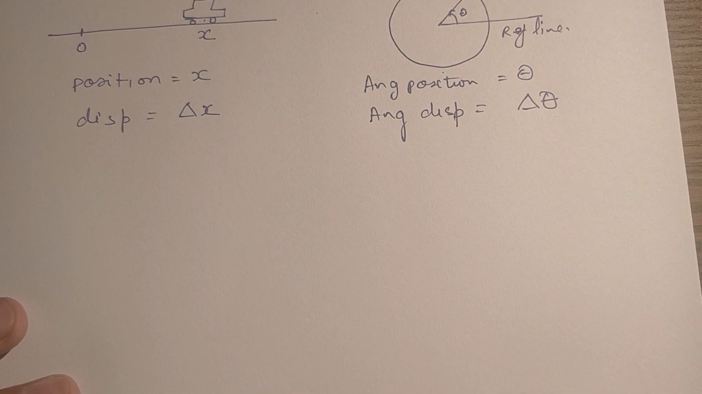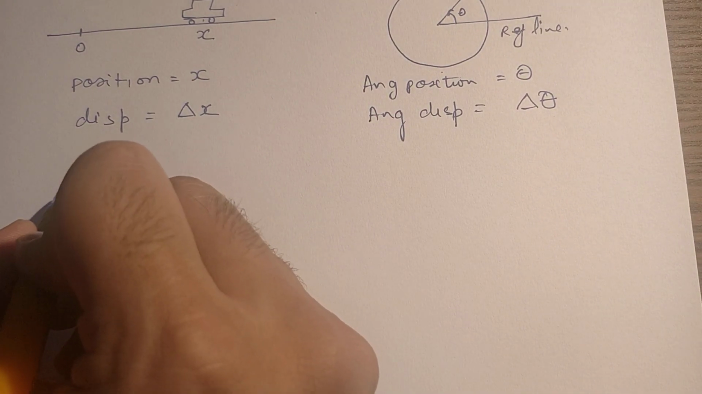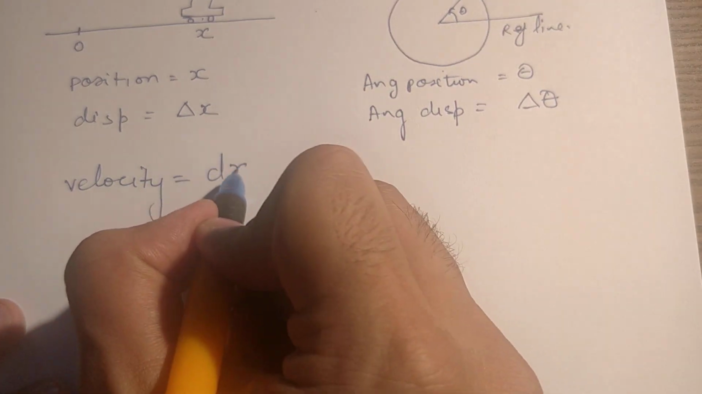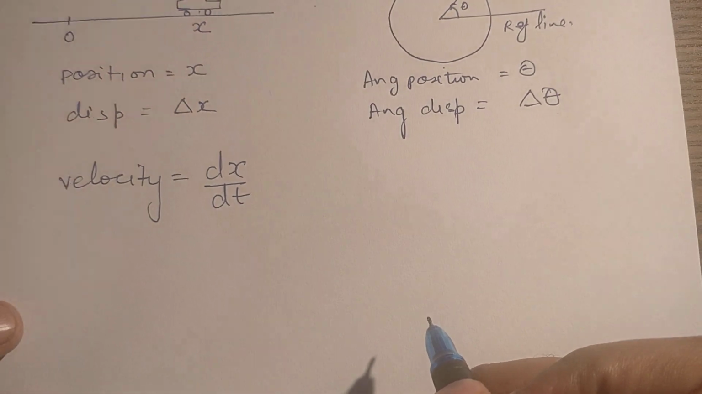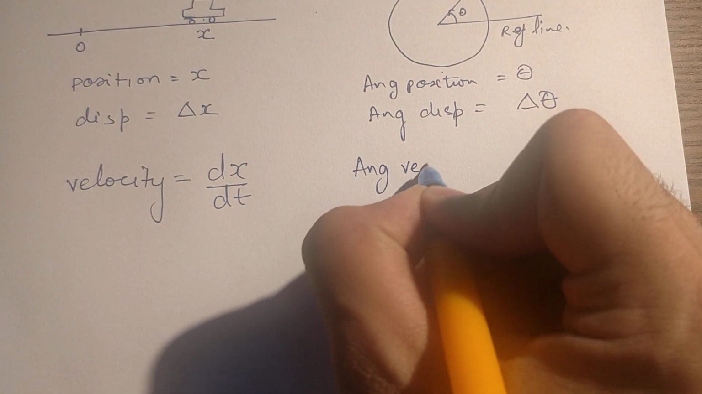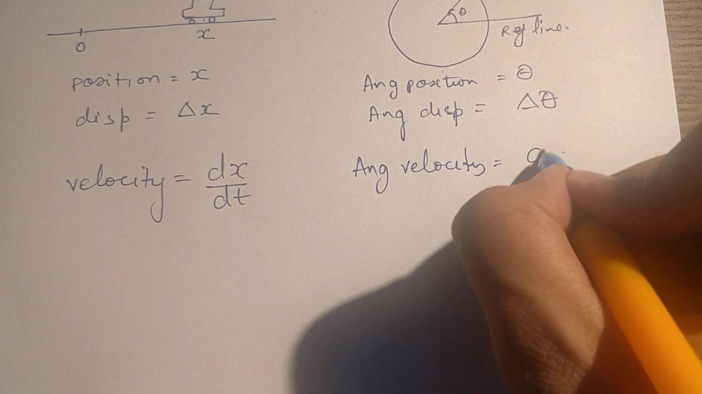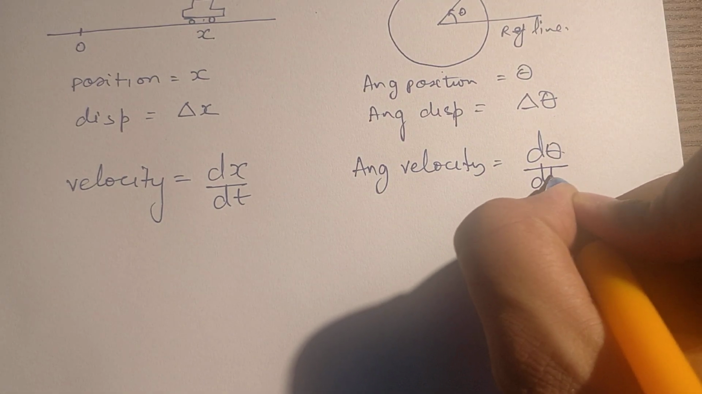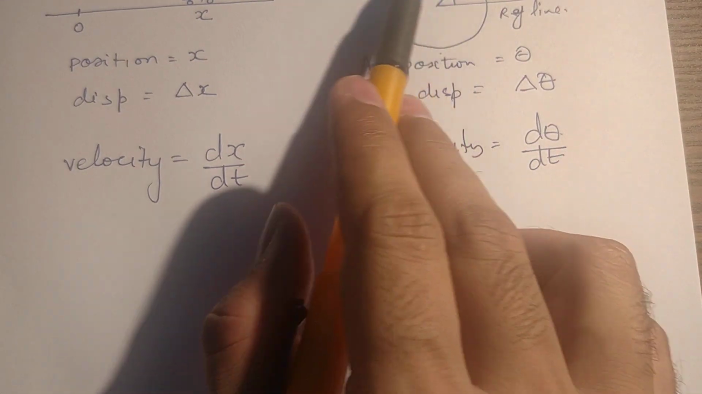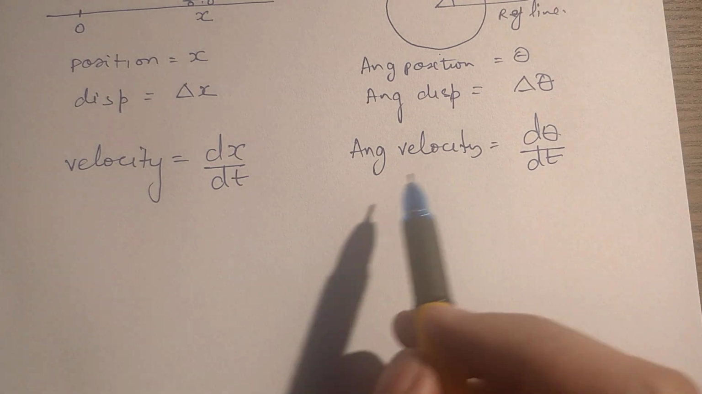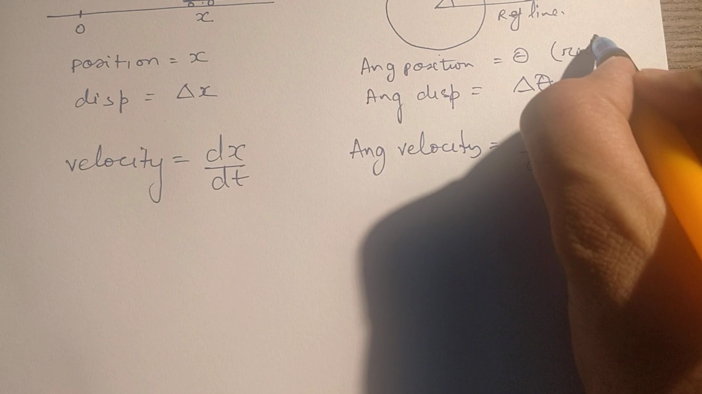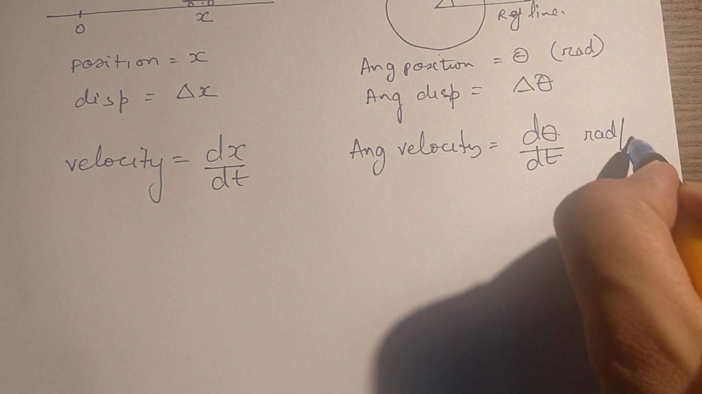The next term in linear motion we define is velocity. Velocity is nothing but rate of change of position: how fast or slow position is changing with time. Similarly here we can define angular velocity, which is equal to the rate of change of angular position, which we write as d theta by dt. How fast or slow the angle is changing is given by this angular velocity. Here the angular position unit is radians, so this unit will be radian per second.